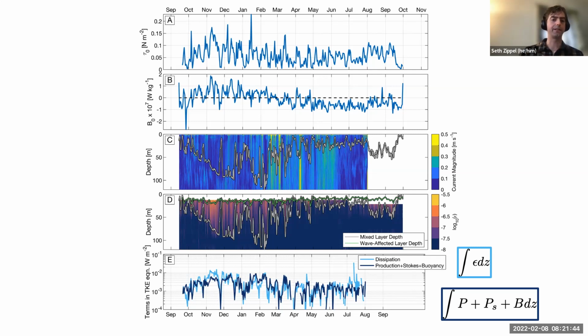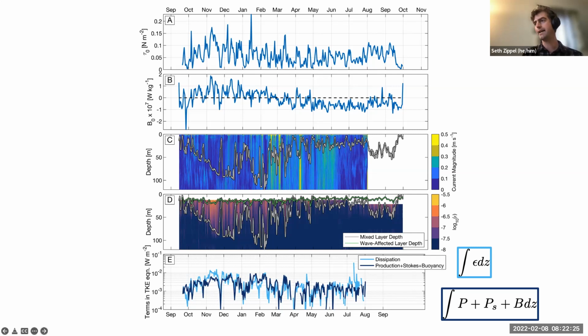And then this bottom panel I'd like to draw your attention to. This is where we can estimate the vertical integration of epsilon from the mixed layer depth to this wave affected layer depth, which is the green line in panel D. Compare that to our estimates of the shear production, Stokes production, and buoyancy flux using this kind of simplified linear decay model from the surface. So you can see for the most part, the dissipation rates are somewhat noisy, but they seem to agree fairly well throughout most of this year, from roughly September through August.